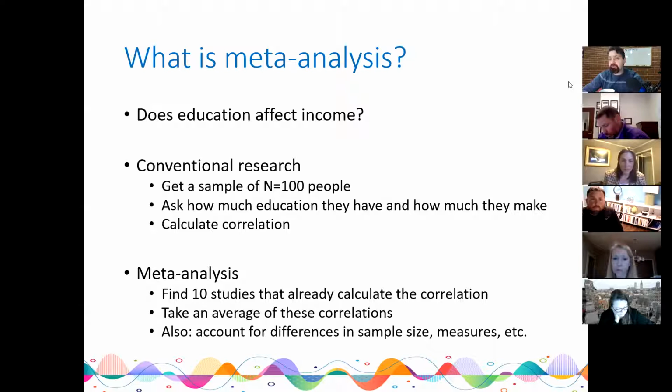And then once you have those 2 variables, you will just calculate a correlation, and you will say, okay, maybe the correlation is, let's say, 0.2. So the more education you have, the more money you make, and the effect size is 0.2. So you calculate that correlation.